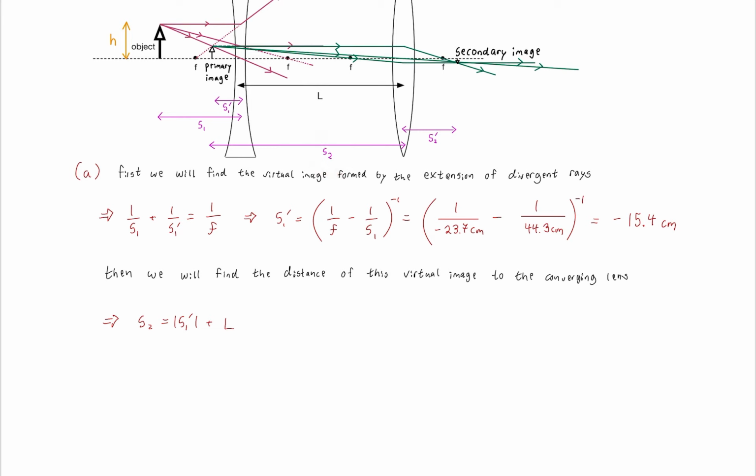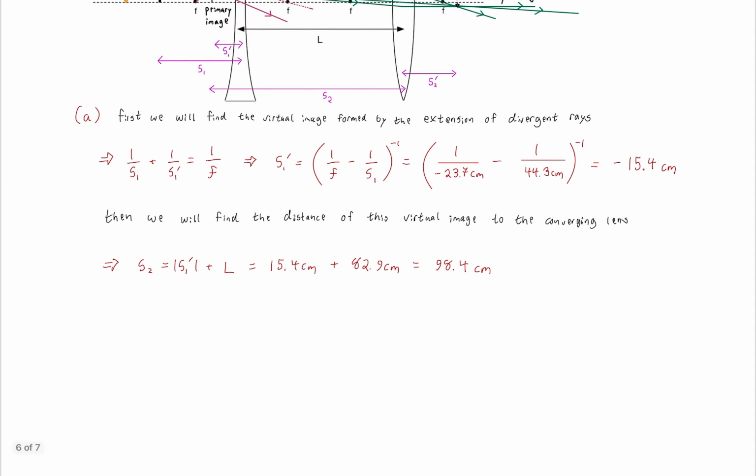S2 is just the absolute value of S1 prime plus L. Or you could think of, if you had a coordinate axis, you could define this as your x equals 0. Since you're adding a negative term, because S1 prime is on the negative side, you need to get this total distance, which is why I took the absolute value. So it's just 15.4 plus 82.9, because L was 82.9 centimeters, which gives us 98.4. So almost a meter between this primary image and this diverging lens.